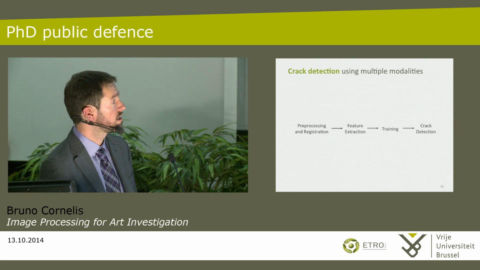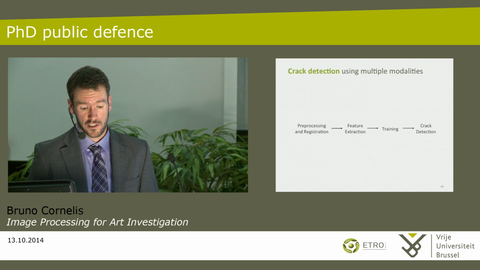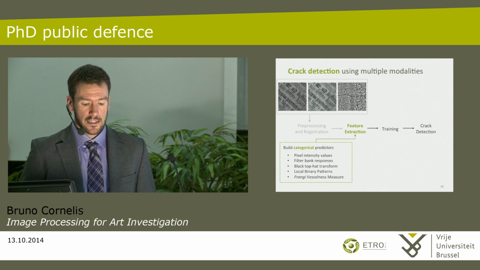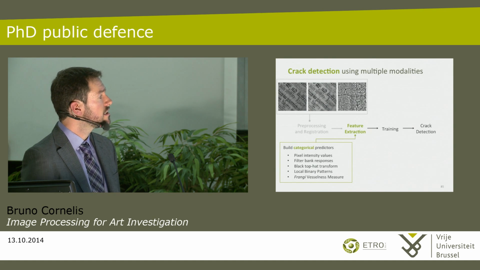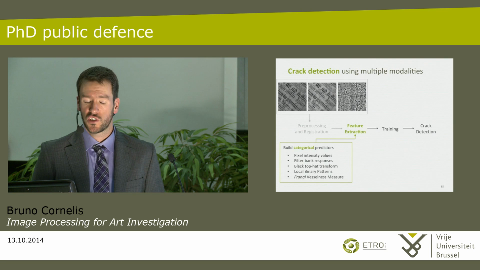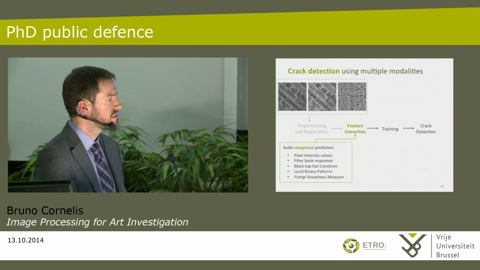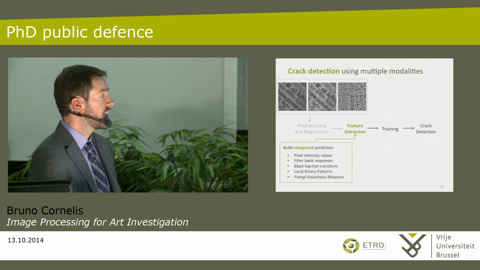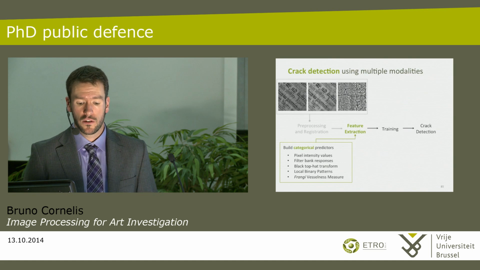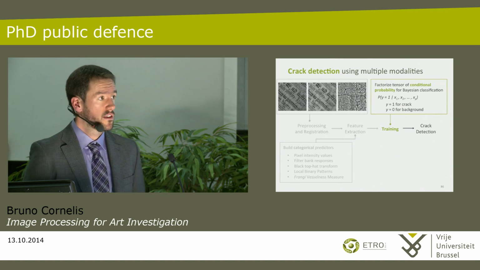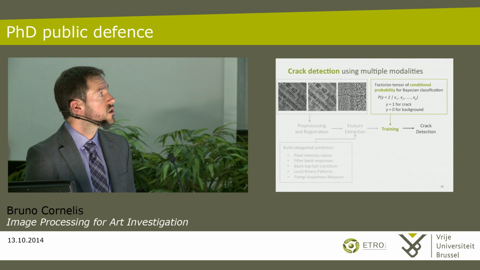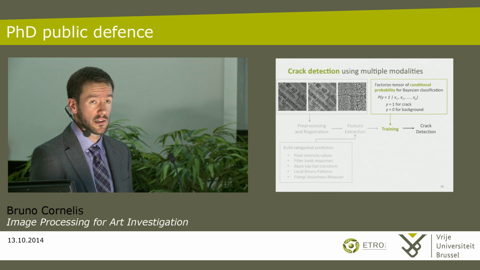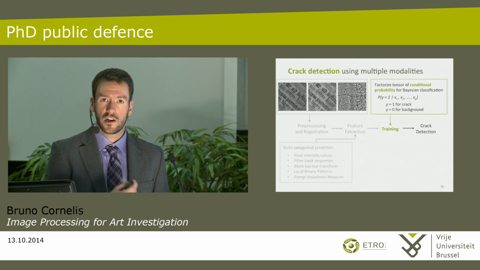So the workflow for the crack detection in the multiple modality case works as follows. Again, some pre-processing and the registration step I just mentioned. Then for each pixel in each of these modalities, we will extract a number of properties, features, which can range from pixel intensity values, color values, various responses to filters, again the black top hat transform I talked about, and many others. Then there is a training phase where we will try to model the conditional probability for each of these pixels, given their features that we extracted in the previous step, for them of being a crack or not.